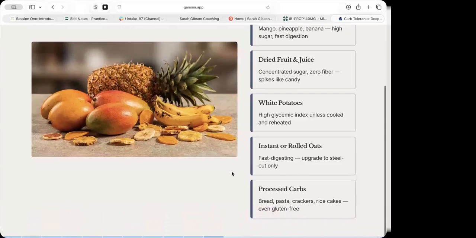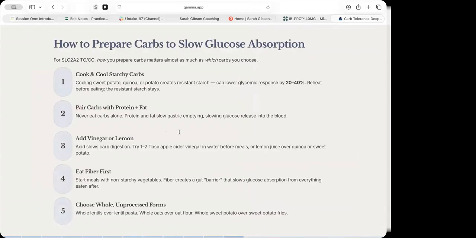And being thoughtful about those instant oats, we want to really upgrade to the steel cut oats because those are going to have more fiber and take longer to break down and not put so much pressure on this already super efficient, a little bit overactive transporter mechanism. And then, of course, the processed carbs. These are going to create some big glucose responses because there's not a lot of fiber in them. They're ready to go and they get broken down into glucose really quickly.